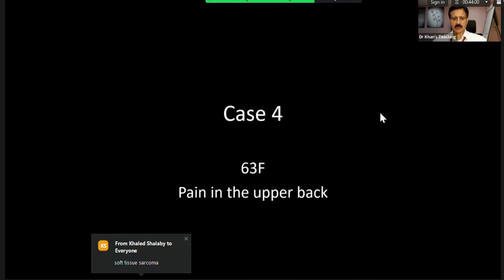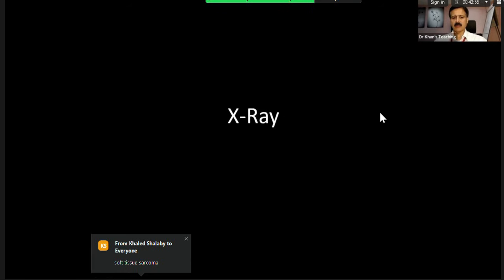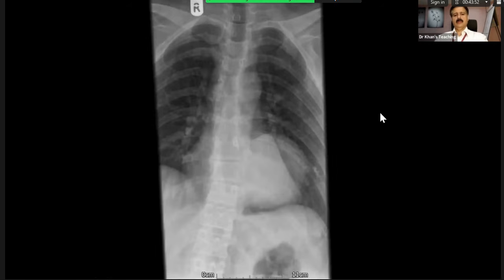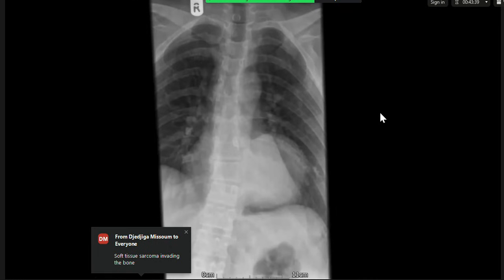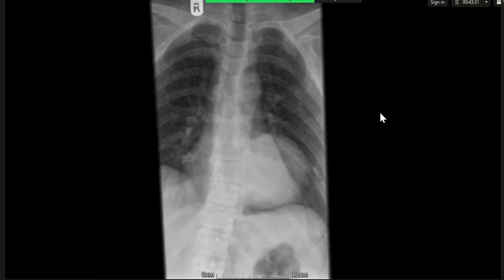The history is that this is a 63-year-old female with pain in the upper back. This is a frontal radiograph, looks like probably the AP part of a thoracic spine radiograph rather than a chest X-ray. Given the history of pain in the back, I'm looking at the spine to see if I can see any obvious bony destruction or other abnormalities like that.